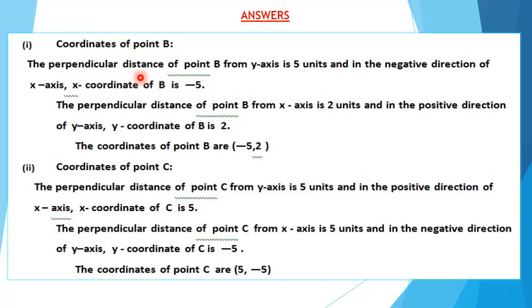The second one, the coordinates of C. The perpendicular distance of point C from y-axis is 5 units and in the positive direction of x-axis. Therefore, the x-coordinate of point C is 5. The perpendicular distance of point C from x-axis is 5 units and in the negative direction of y-axis. Therefore, the y-coordinate of point C is minus 5. Therefore, the coordinates of point C are 5, minus 5.